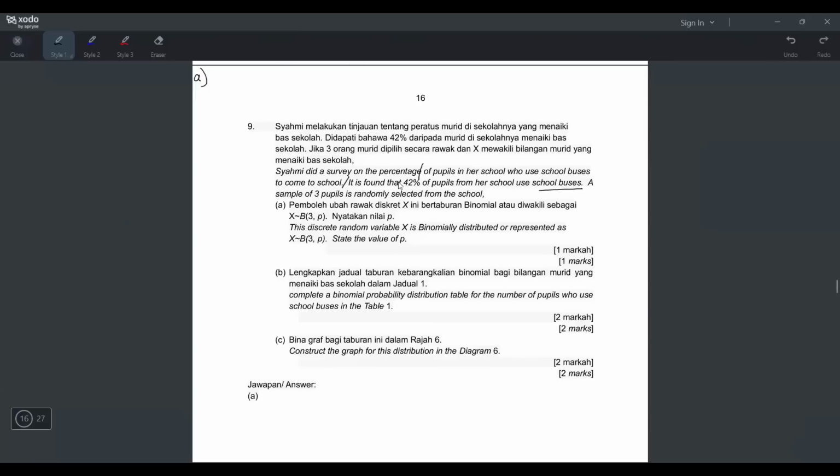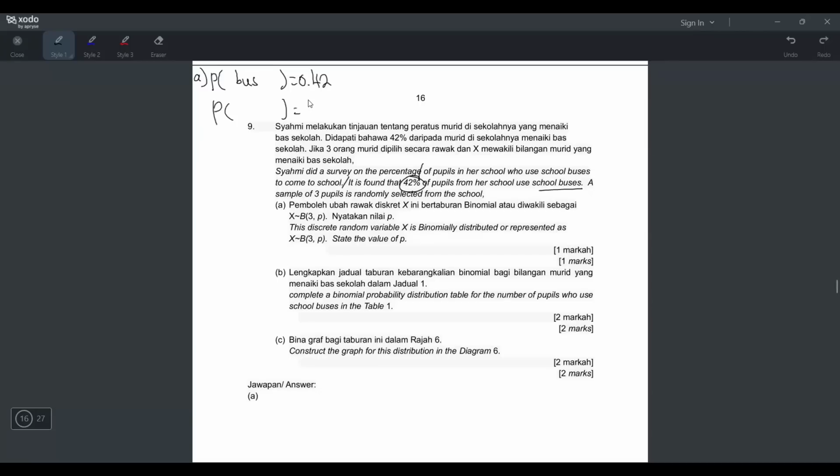So this is probability, right? Because they give you percentage, and percentage and probability are linked together. So if I say percentage is 42%, it means the probability is 0.42. Okay, because 42 divided by 100. And what is this probability? Probability of school bus, like going to school by bus, right? Okay, when they give you probability, you can always find the other probability, right?